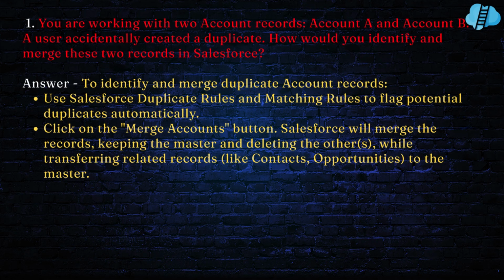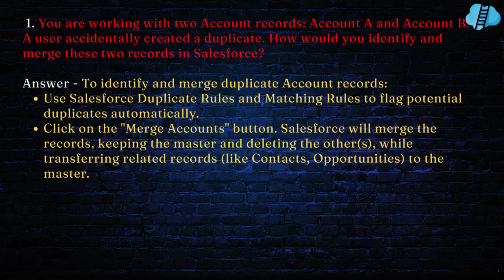1. You are working with two account records, Account A and Account B. A user accidentally created a duplicate. How would you identify and merge these two records in Salesforce? Answer. To identify and merge duplicate account records, use Salesforce duplicate rules and matching rules to flag potential duplicates automatically. Click on the Merge Accounts button. Salesforce will merge the records, keeping the master and deleting the others, while transferring related records, like contacts, opportunities, to the master.